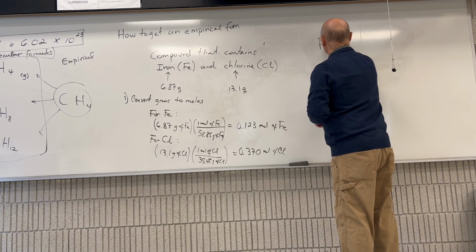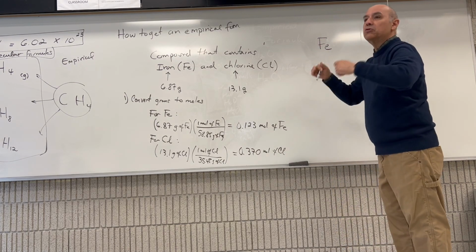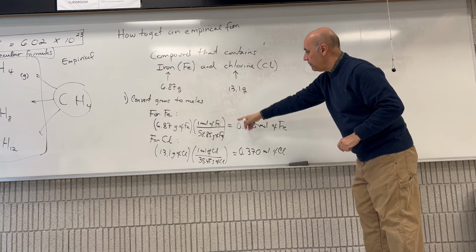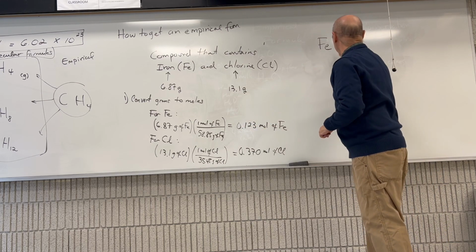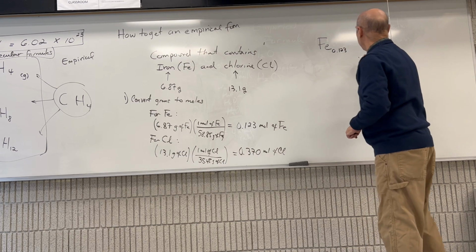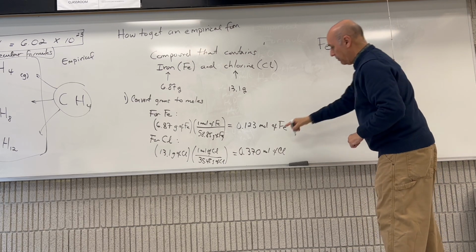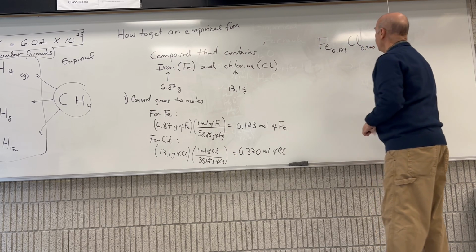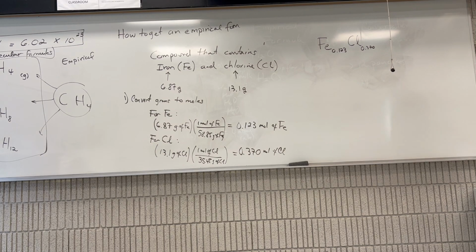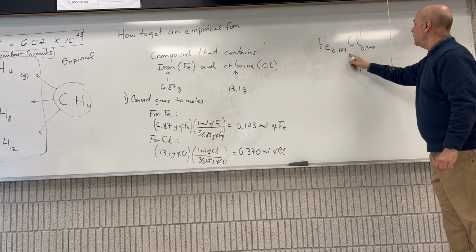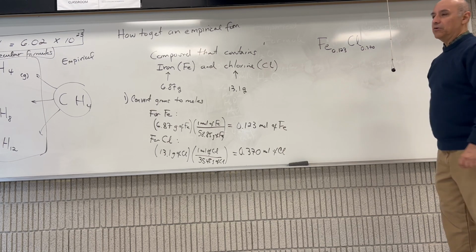In this case, if I write it like this, it's going to look horrible, but I'm going to put it. I have Fe. Why am I writing Fe first? Because that's the metal. You always write the metal first. How many moles do we have of Fe? 0.123, and then Cl, 0.370. So there is a formula for FeCl that reads Fe 0.123, Cl 0.370.